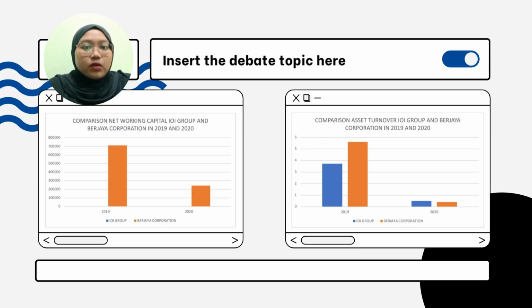The data of both companies has shown that Berjaya Corporation has higher because Berjaya Corporation has more total current asset than current liabilities, which make it manageable for short-term obligation, while IOI Group does not have enough current asset and less than total current liabilities, which make it hard for them to manage short-term obligation.